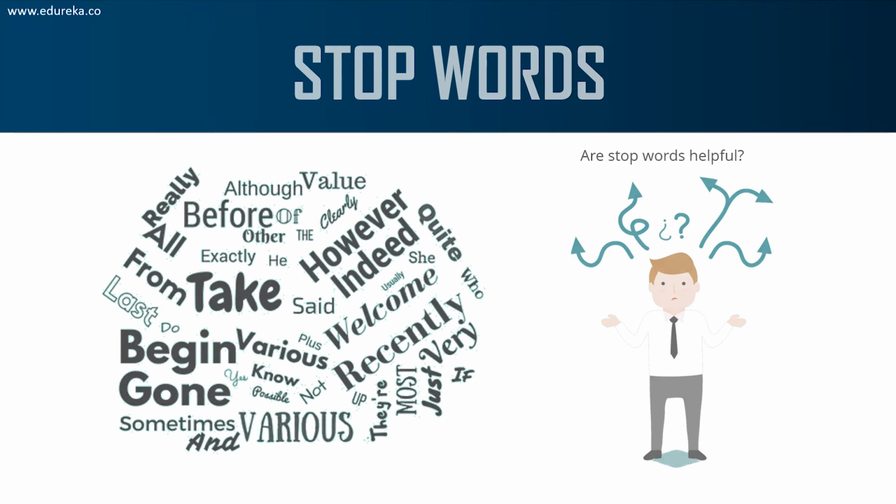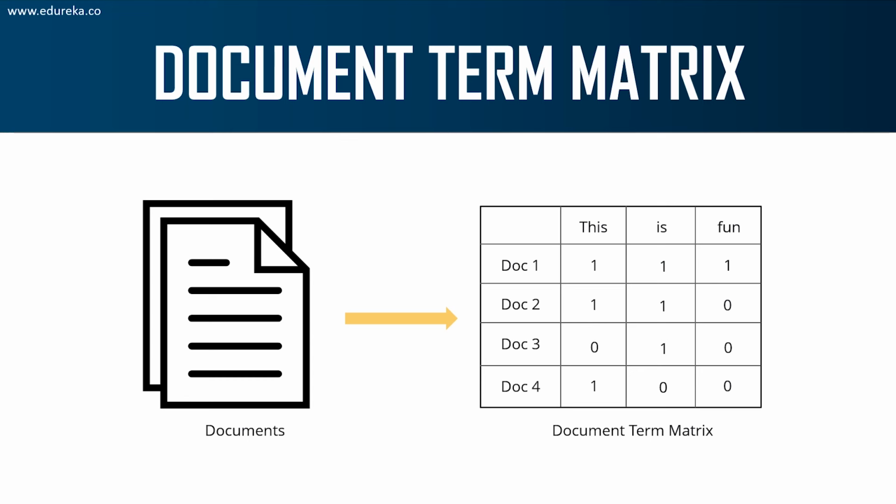Now, the last terminology I'm going to discuss is document term matrix. It is important to create something known as the document term matrix in natural language processing. A DTM or a document term matrix is basically a matrix that shows the frequency of words in a particular document. Let's say that we're trying to understand if the sentence "this is fun" is available in one of my documents. So if it is there in my document one, I'm going to put a one corresponding to each of the words that is available in my document.